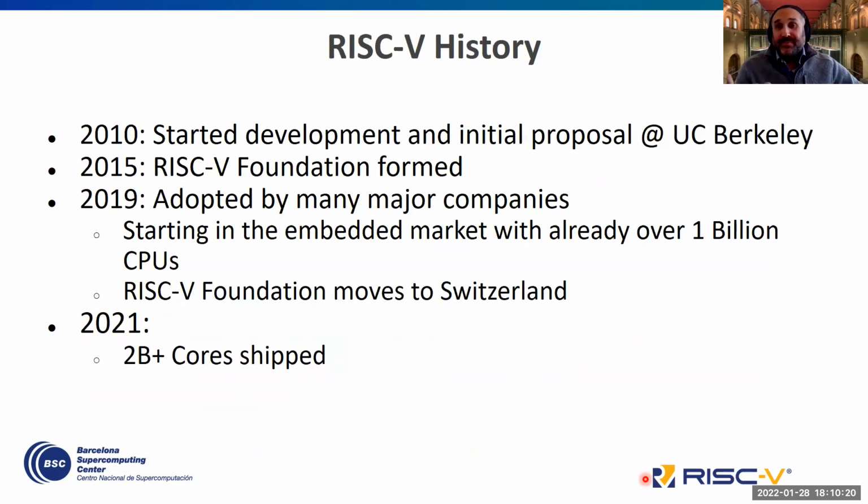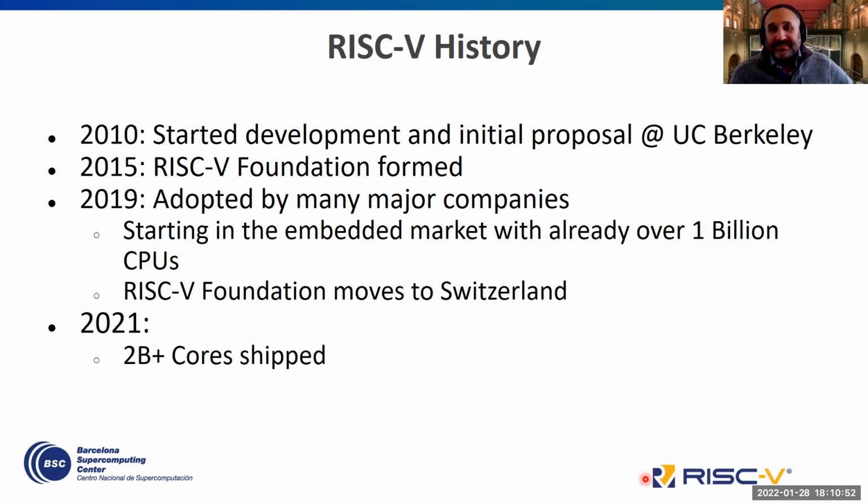So as we drive deeper, as I mentioned, in about 2010, Berkeley started to do the initial development and proposal for it. They later spun this out into the RISC-V Foundation in 2015. It's been adopted by many companies. They've shipped, as of 2019, over 1 billion CPUs. They moved the foundation from the US to Switzerland to be more neutral, using the Swiss neutrality as an overarching process, putting it into the public domain that way.